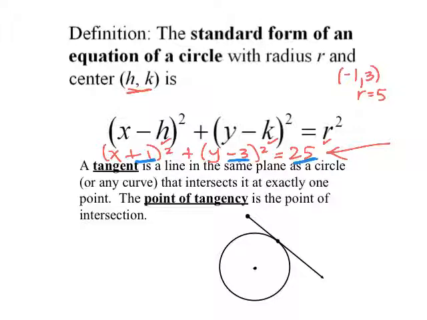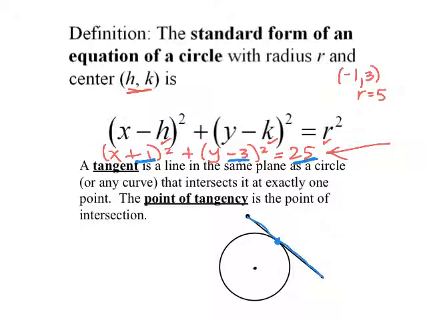All right, another definition you should know is that of a tangent line. A tangent is a line in the same plane as a circle or any curve that intersects the circle at exactly one point. The point of tangency is the point of intersection. So for instance, this is a tangent line through this tangent point, or point of tangency.